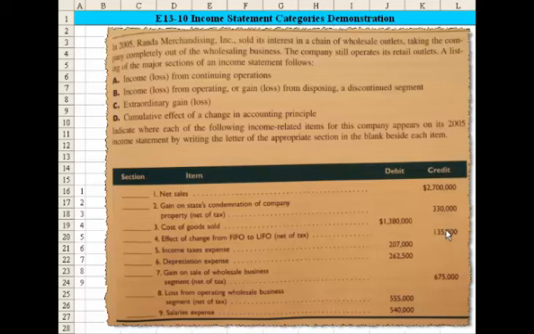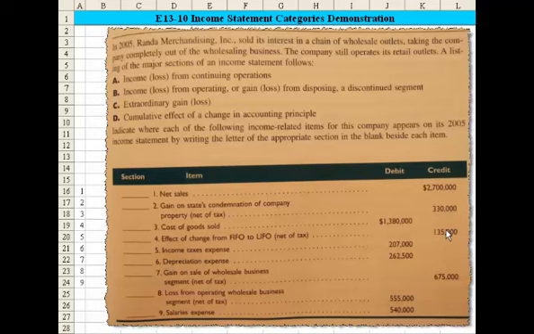Hi everyone, let's take a look at problem or exercise 13-10, which deals with a demonstration of income statement categorization. In 2005, Random Merchandising sold its interest in a chain of wholesale outlets, taking the company completely out of the wholesaling business. The company still operates its retail outlets. A listing of the major sections of the income statement appears below.